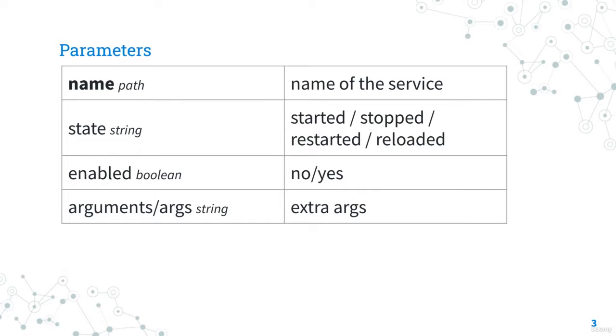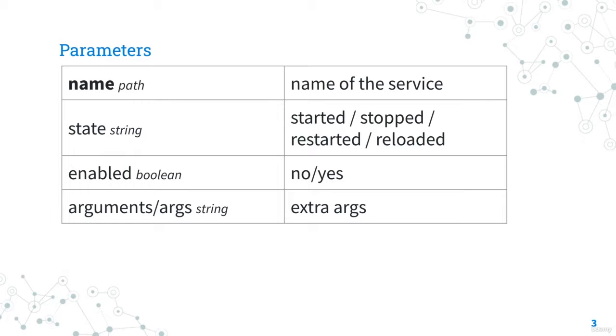The state parameter defines the action that we are going to take. It has four alternative options. Started and stopped options allow you to run or stop the service. Restarted is a combination of stop and start. You could also customize the amount of seconds between them using the sleep parameter. Reloaded option is useful if the service needs to reload the configuration file.